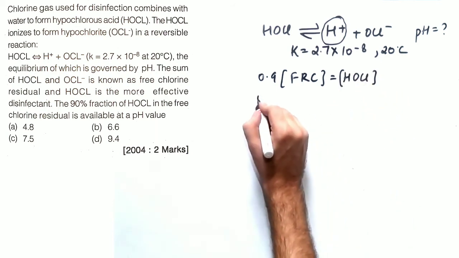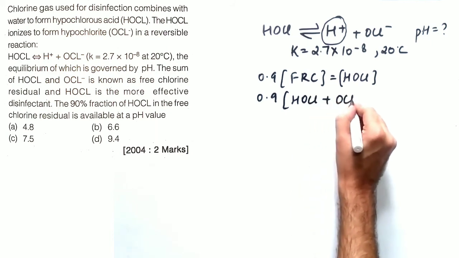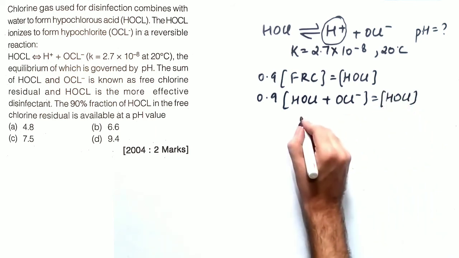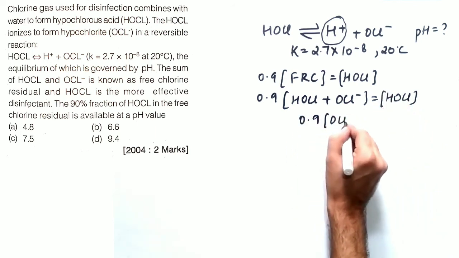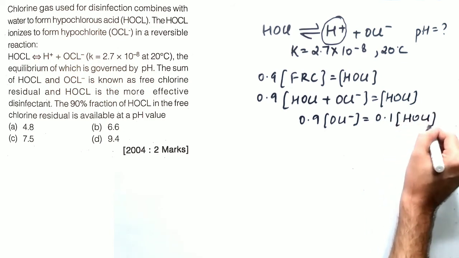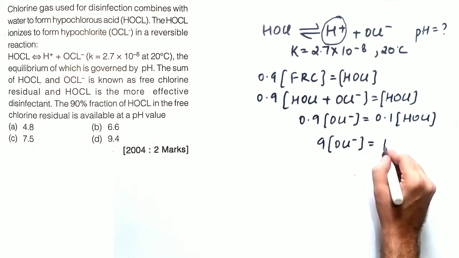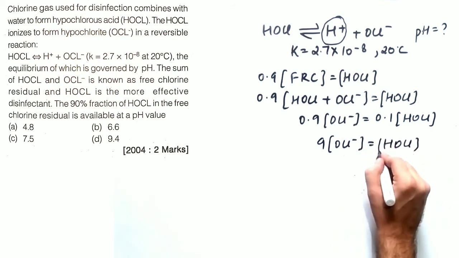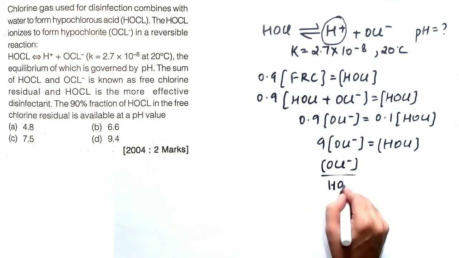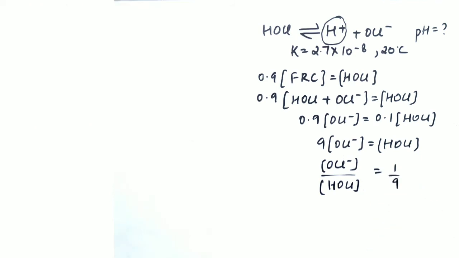Okay, now what is free residual chlorine? It is HOCl plus OCl negative. So 0.9 of this is equal to HOCl. So 0.9 OCl negative is equal to 0.1 HOCl. So 9 OCl is equal to HOCl. So we can derive the ratio of OCl negative to HOCl as 1 by 9. So this ratio will be used now.